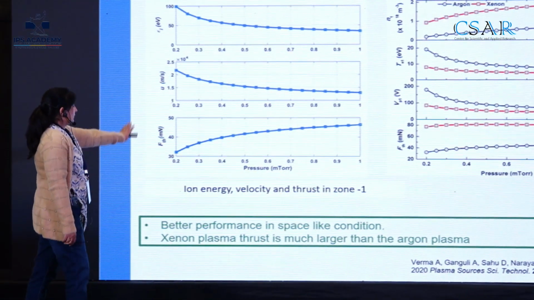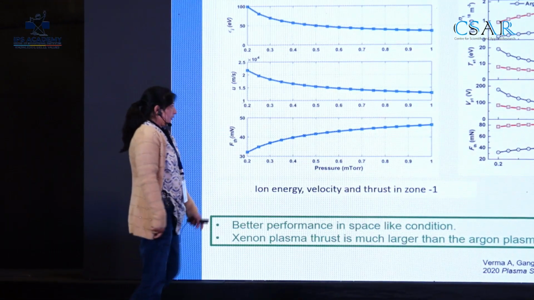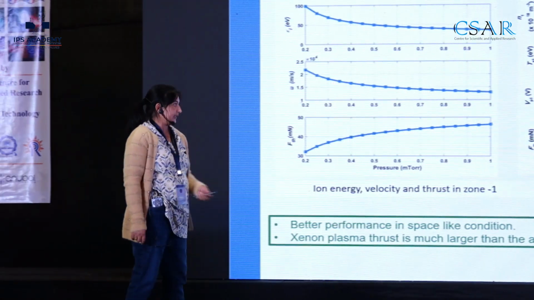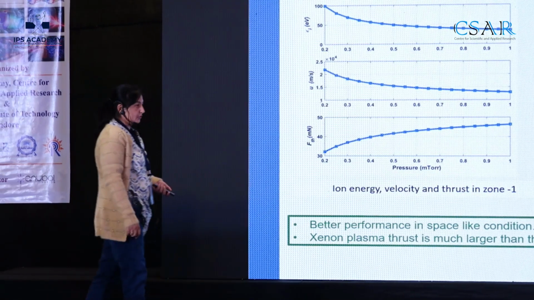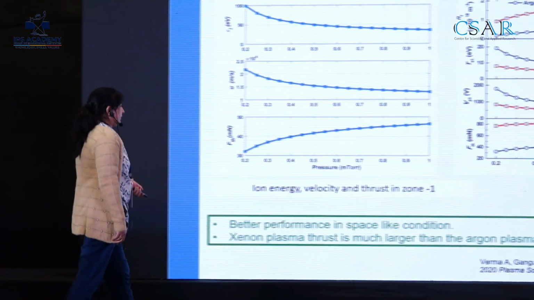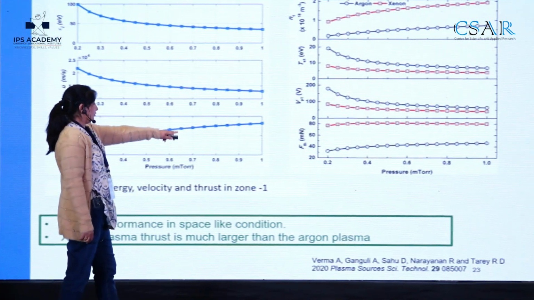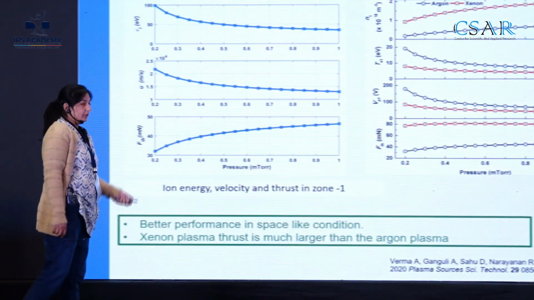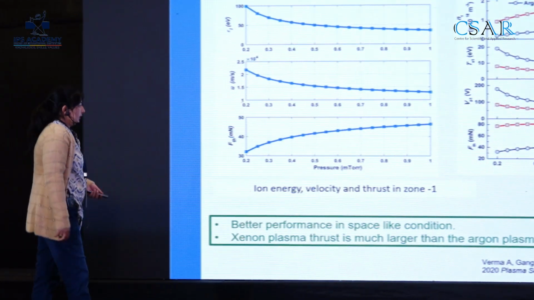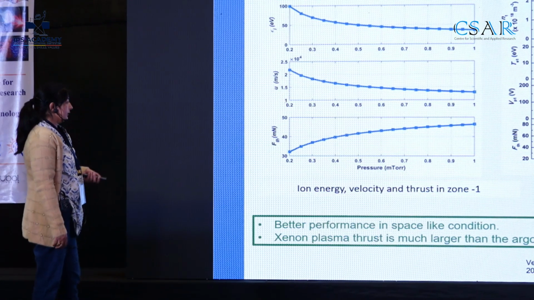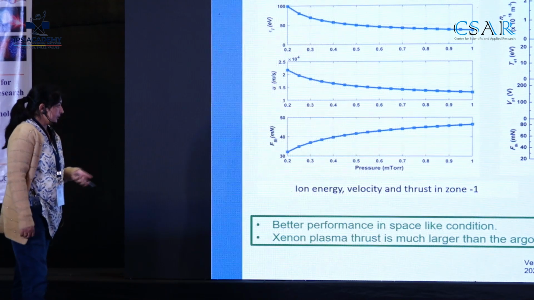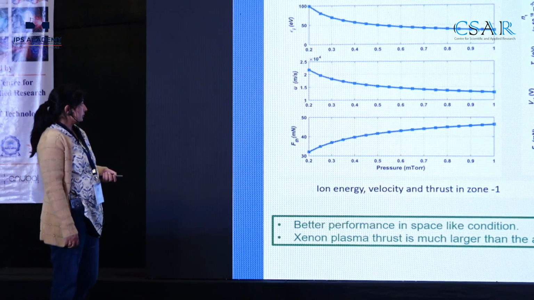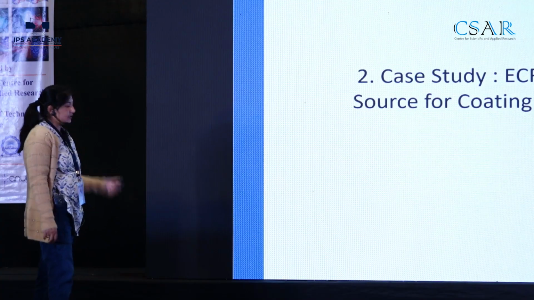Now we extended this model for xenon gas, because xenon is the real gas, the real fuel which is used. So we see that while using xenon, we can have better thrust, around 80 millinewtons. So these were good estimations, and they were also validating our Langmuir probe and ion energy measurements. So this was for the thruster part.